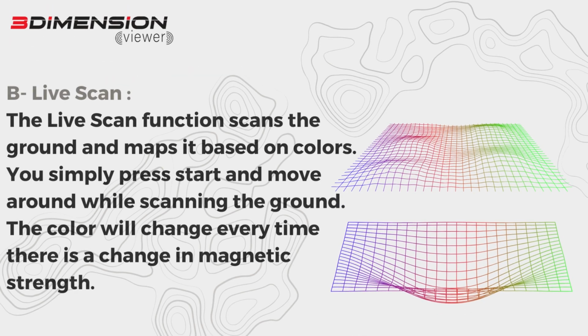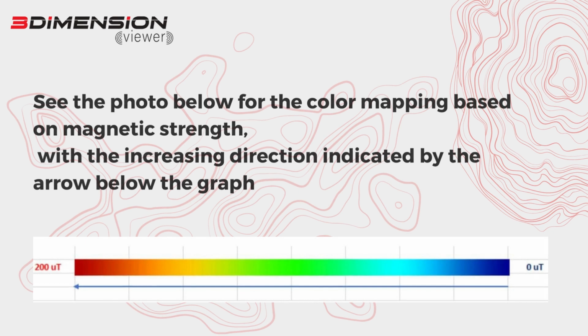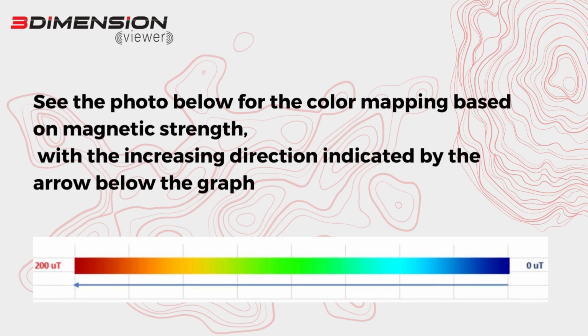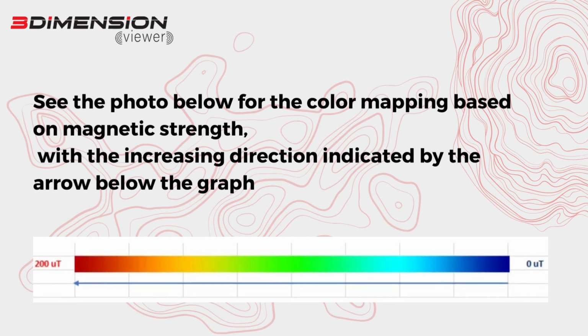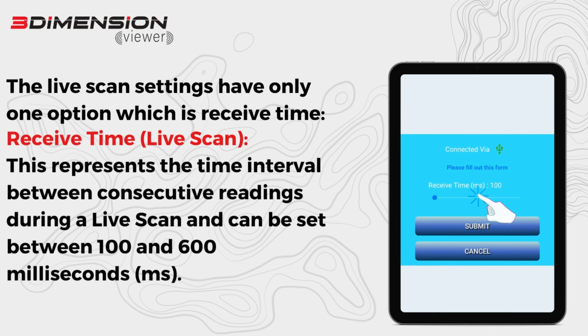B. Live scan. The live scan function scans the ground and maps it based on colors. You simply press start and move around while scanning the ground. The color will change every time there is a change in magnetic strength. See the photo below for the color mapping based on magnetic strength, with the increasing direction indicated by the arrow below the graph. The live scan settings have only one option, which is receive time.